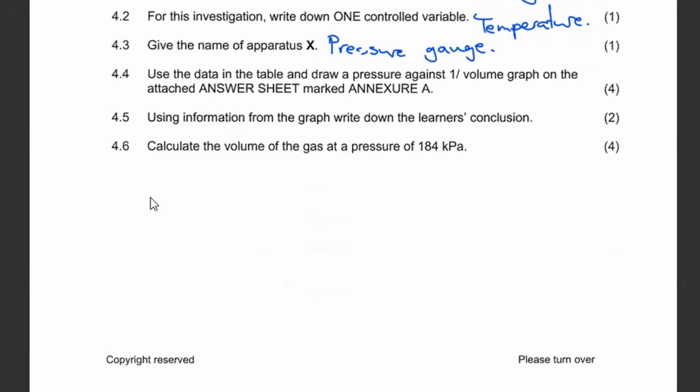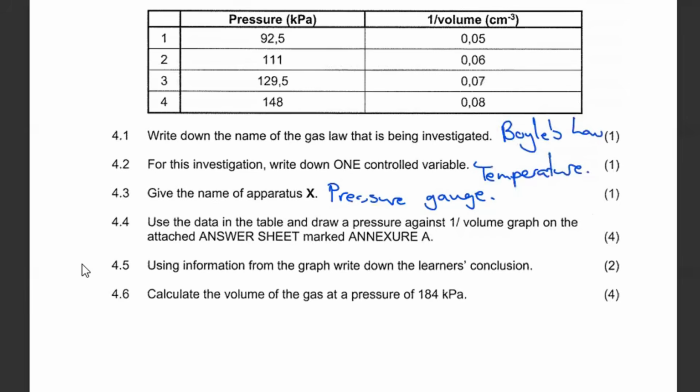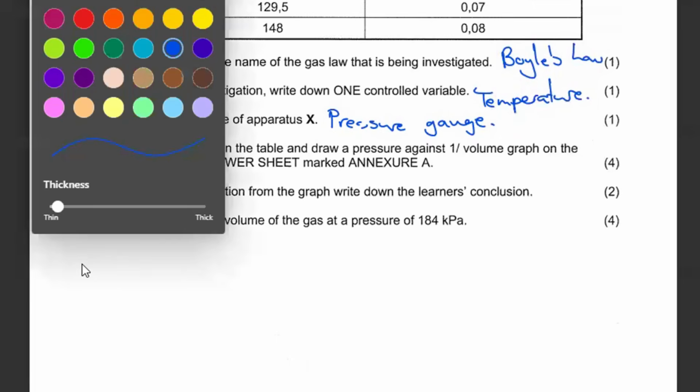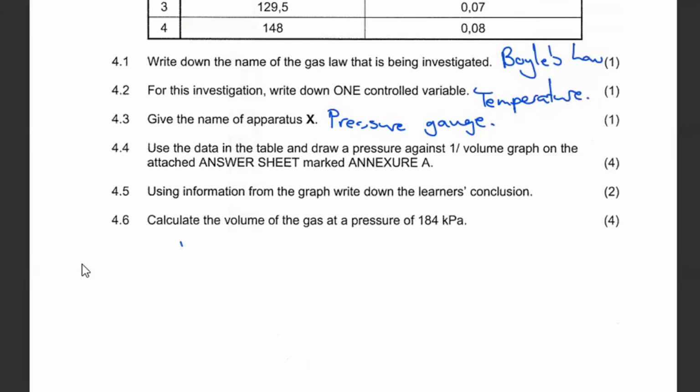Then 4.4. Use the data in the table and draw a pressure against the inverse of volume graph on the attached answer sheet marked Annexure A. So we're supposed to draw a graph, okay? According to this, what we're going to do is sketch it. I will sketch this one out. So this is what we're going to have as our graph there.